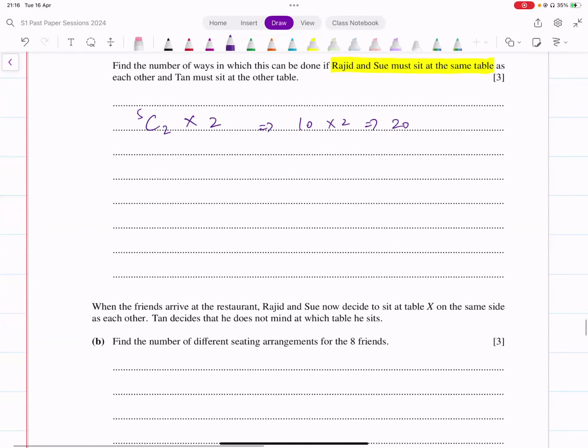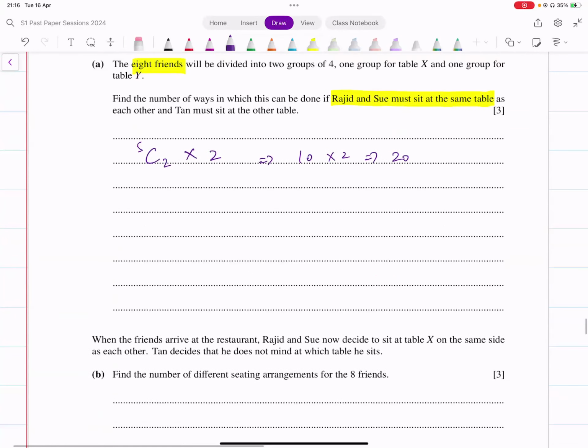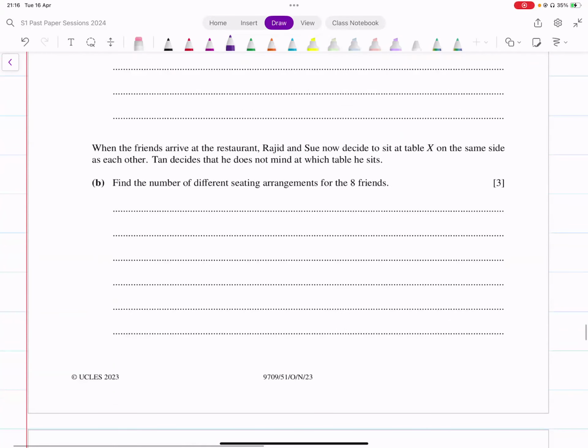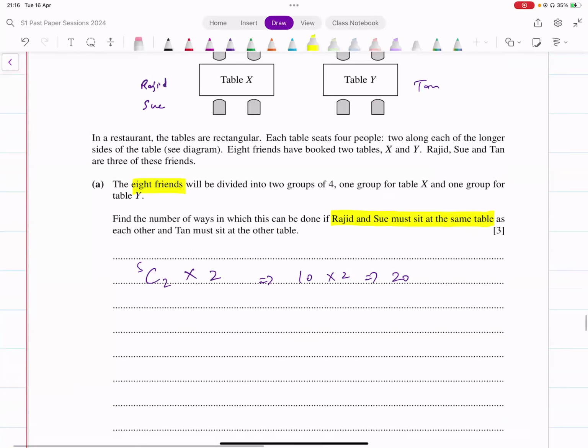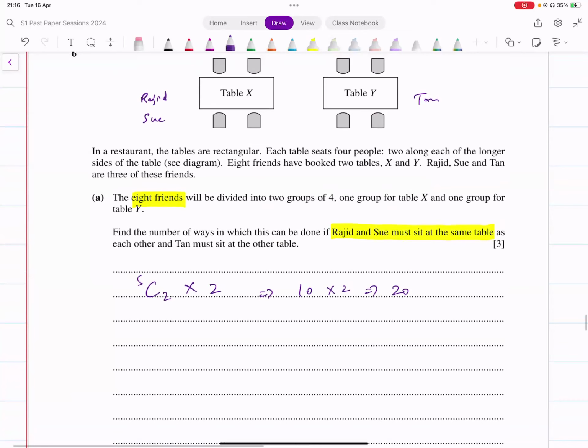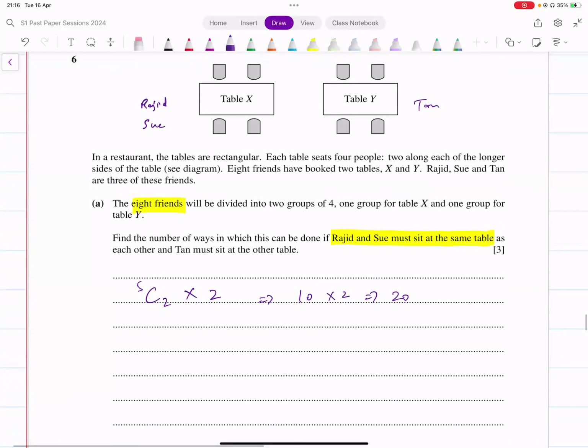Now it says, when the friends arrive at the restaurant, they now decide to sit at table X on the same side as each other. Okay, so now they have decided that they want to sit at table X. All right, so the question is, we are selecting 2 out of 5 people for table X.